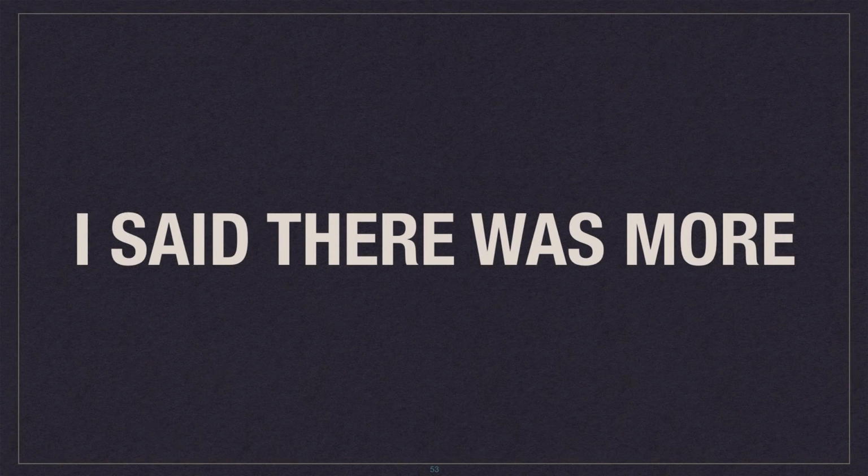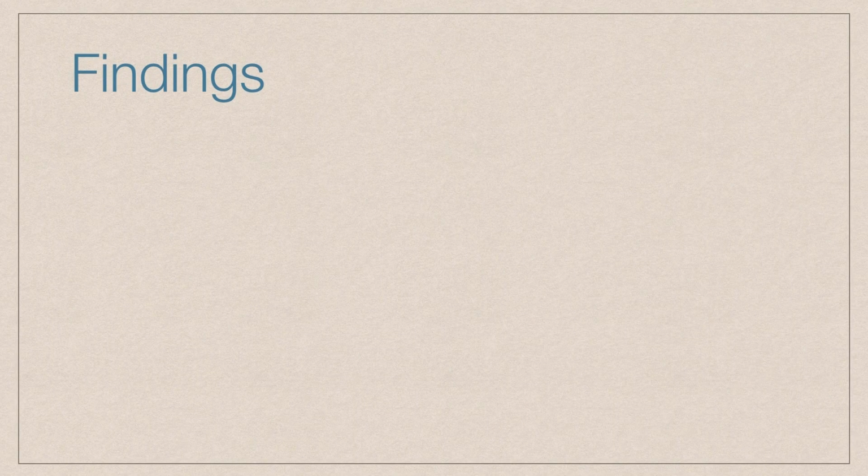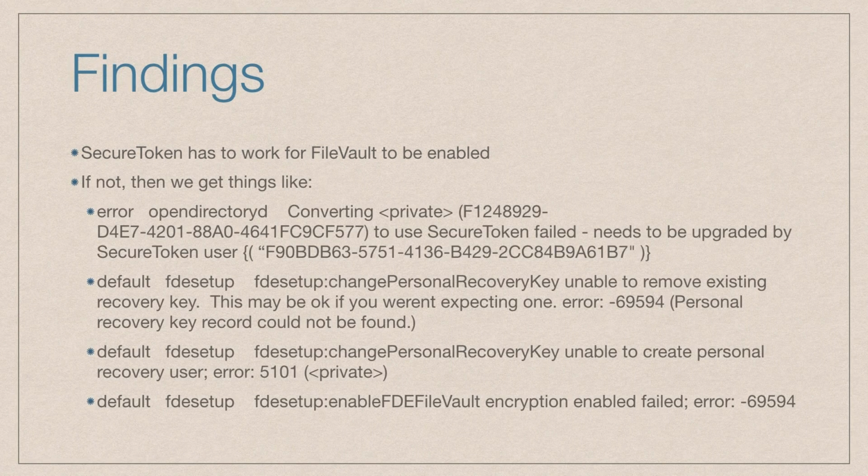So, as I said, a bit more to secure token. Let's go through the findings. Secure token has to be enabled for FileVault to work. If you don't have it, you get all sorts of fun errors like this. The primary ones of interest here are "unable to remove existing recovery key." This may be okay if you weren't expecting one. The interesting thing about that error is even if you tell FileVault not to use a recovery key, it's still not very happy with you. And then the other one is "setup chain recovery key, unable to create a personal recovery key user," which is, again, back to this error. In the case of enabling FileVault, it's smart enough to realize I'm not able to write a recovery key to disk, therefore I shouldn't be allowed to enable.